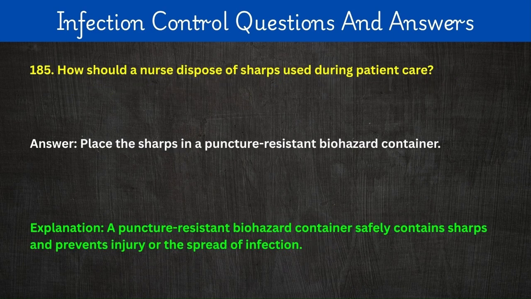185. How should a nurse dispose of sharps used during patient care? Answer: place the sharps in a puncture-resistant biohazard container. Explanation: a puncture-resistant biohazard container safely contains sharps and prevents injury or the spread of infection.